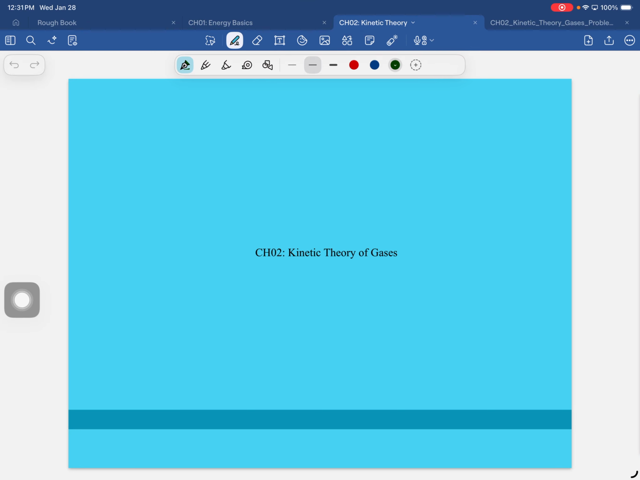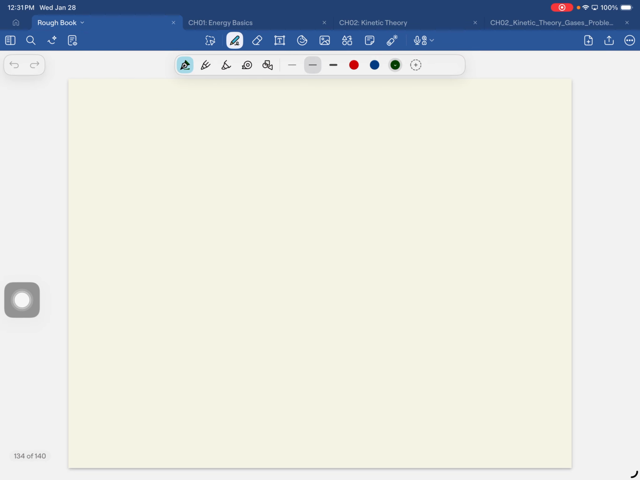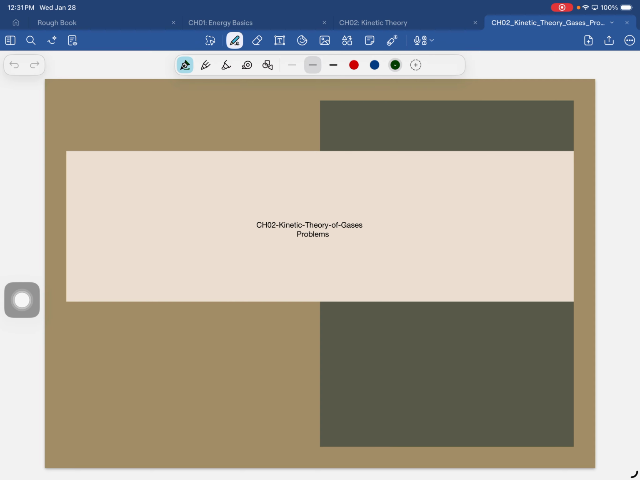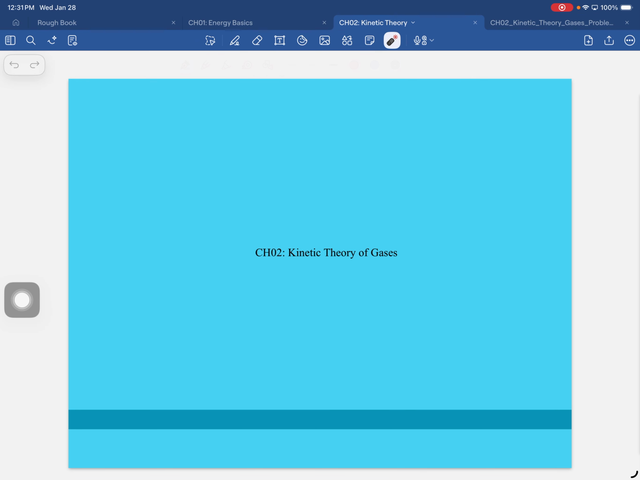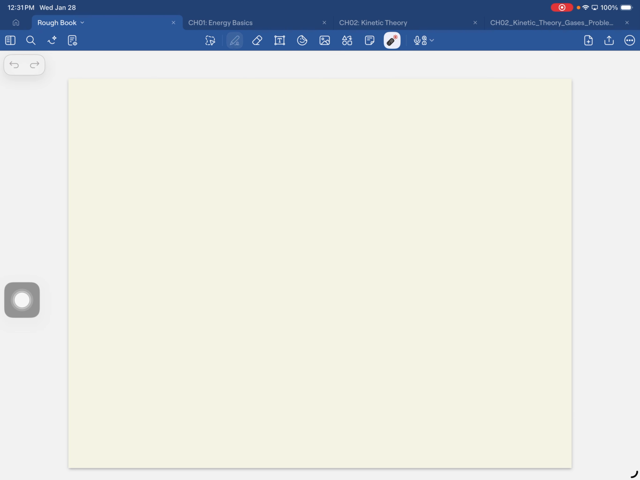Today we'll see what this topic is about. It will connect microscopic quantities to macroscopic quantities. Let me tell you what that means. For instance, you guys have seen this equation.